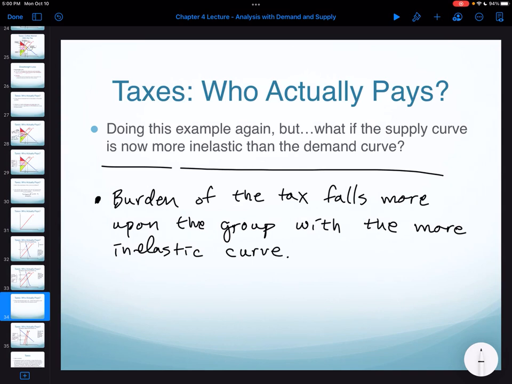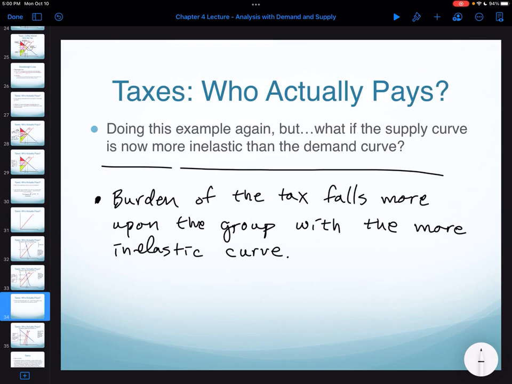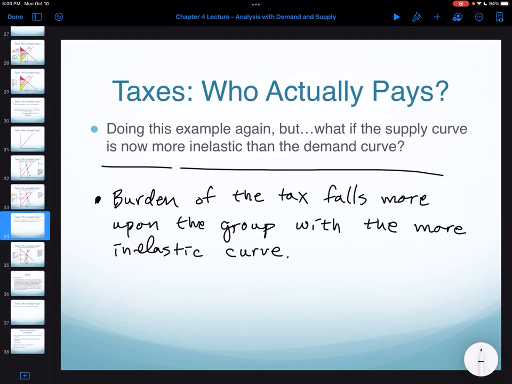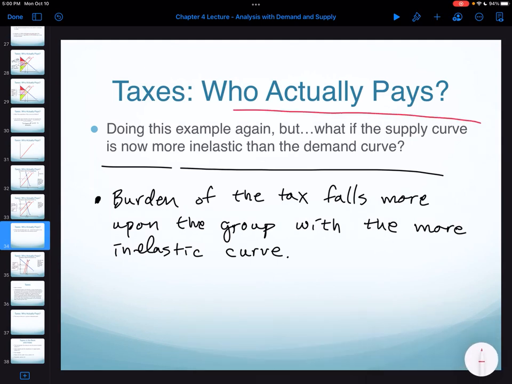Okay? And that's what we see in the example we just did. The group that has the more inelastic curve is the buyers in this case. And if we go back to our drawing, we can see that the tax mostly comes out of the increased price that the buyer pays. The seller loses a little bit of money, but not as much as the buyer loses. And so we come back to this, the burden of the tax always falls more upon the group with the more inelastic curve. All right, so now let's come back up here and let's do this again.